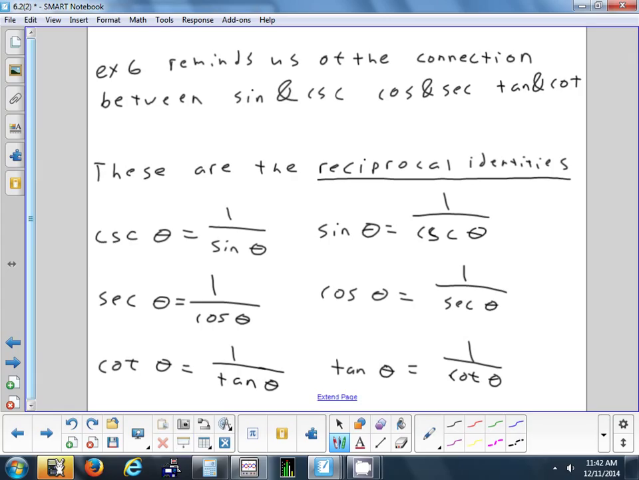So I want to look at 2 special trig functions, sine and cosine. Sine and cosine have some special properties that some of the other trig functions don't have. First of all, when we graph them, they're very nice functions. They're continuous, meaning you can sketch them without picking up your pencil.